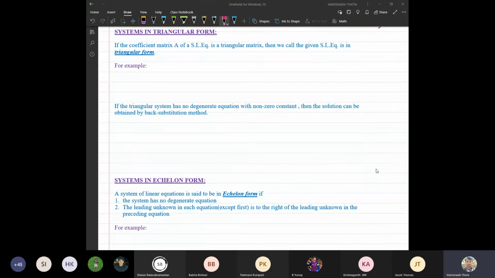Abhinav Prasad, why did we perform that operation? Do you mean elementary row operation?